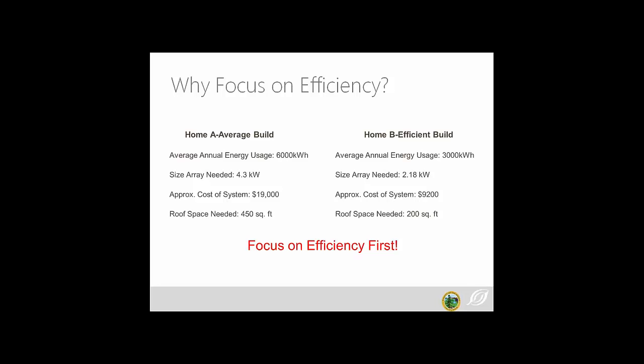So why do we want to focus on energy efficiency? Why don't we want to just put a big solar panel on top of your roof? So this is two homes who use the same amount of energy, really. Home A, that's your average build, uses about 6,000 kilowatt hours per year, which would need a pretty big system to provide energy all year round. And it would cost about $19,000 to provide solar for what you need energy for.